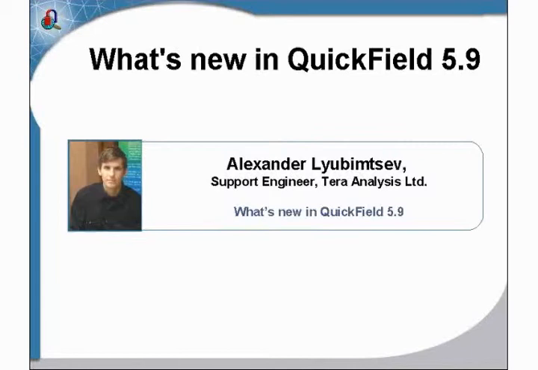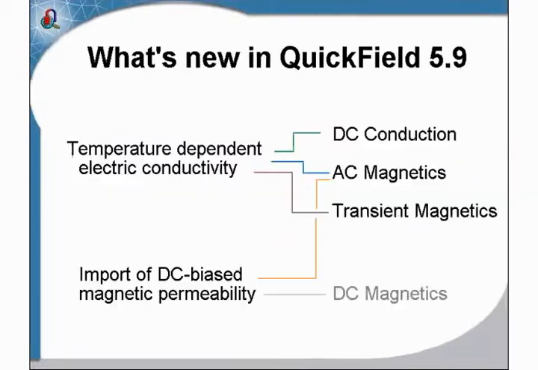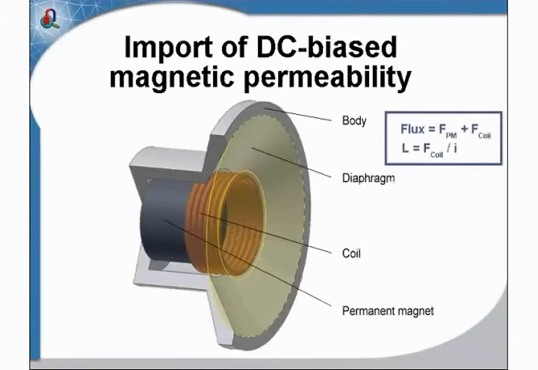Today we will talk about new features of QuickField 5.9. The new features are temperature-dependent electric conductivity in several problems and import of DC-biased magnetic permeability. Let's start with the second one, import of DC-biased magnetic permeability.